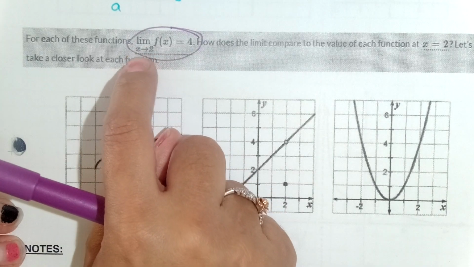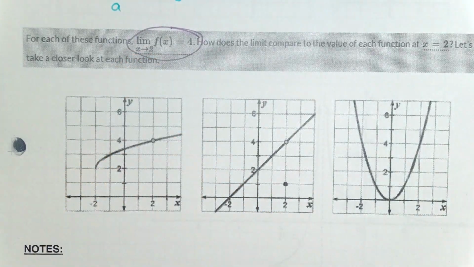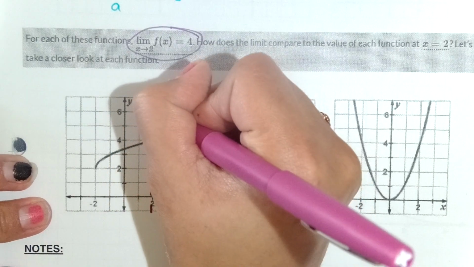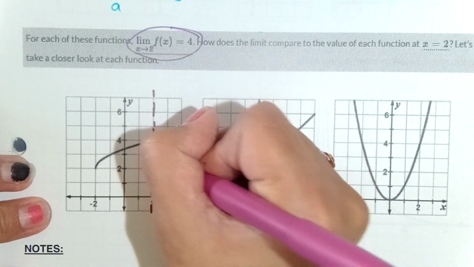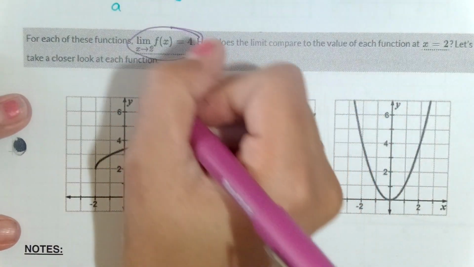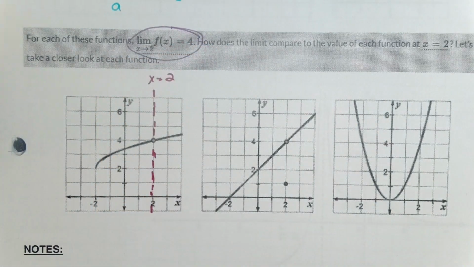So let's look. This asks me for the limit as x approaches 2. What I like to do is, and you can do this if you want, I like to draw a line going up and down vertically at 2. Can you see that line? Sort of. This way I know where my graph has to get to, okay? This is your x value. This is x equals 2.